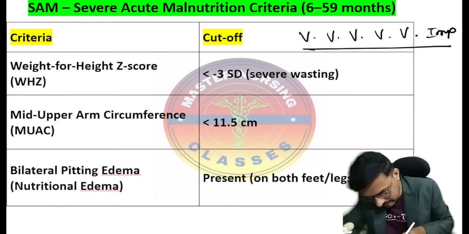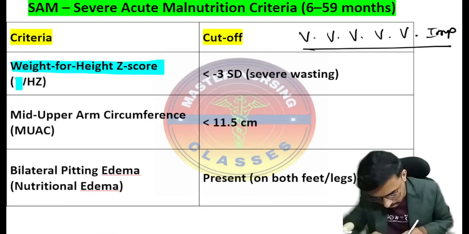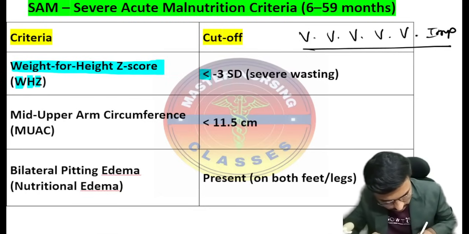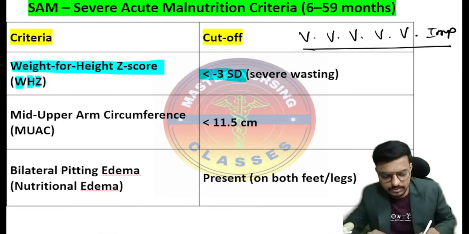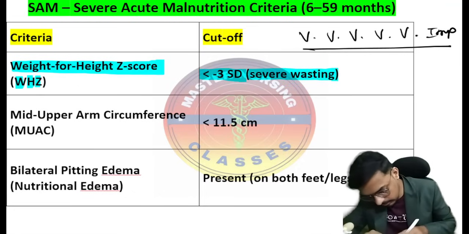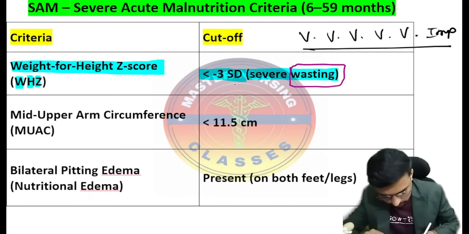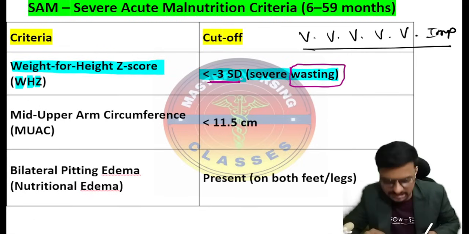Here the first criterion is weight for height according to Z score, the WHZ, which is less than -3 standard deviation. That is a severely wasting child we will call. So weight for height is less than -3 standard deviation.